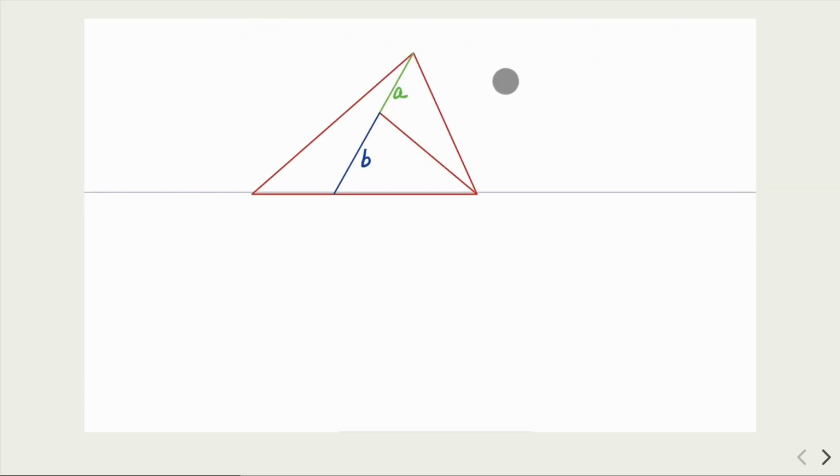For example, in this diagram, I have a smaller triangle with base A, and I have another with base B. It's important to understand that the base doesn't have to be horizontal, right? In this case, the S over T ratio is going to be the ratio of the bases, A over B.